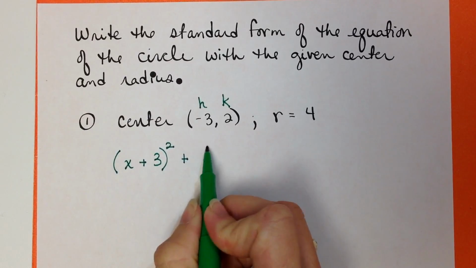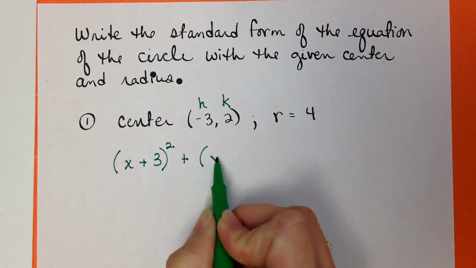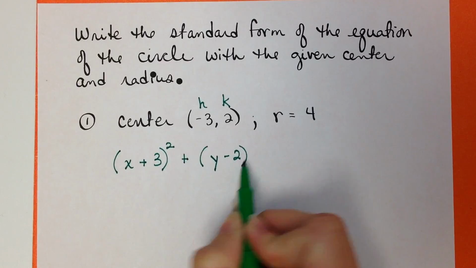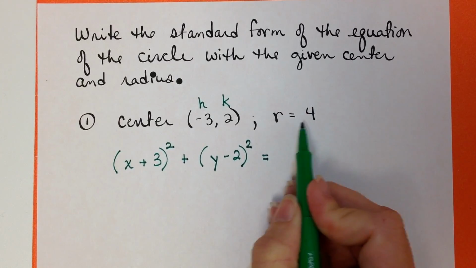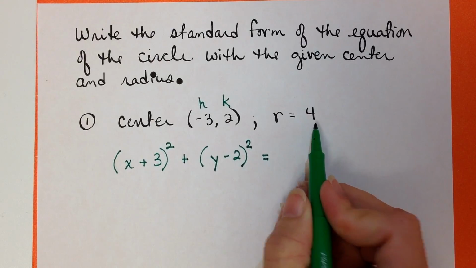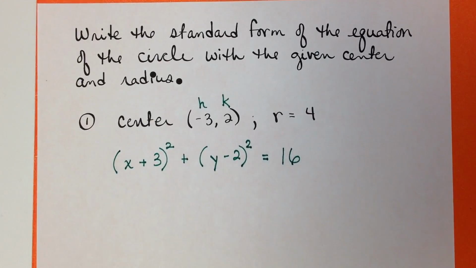Okay, plus, and then you'll have y minus k. So that would be y minus 2. And then that quantity squared equals r squared. So if r is 4, then 4 squared would give us 16. So there's your standard form for this particular circle. Okay, next one.